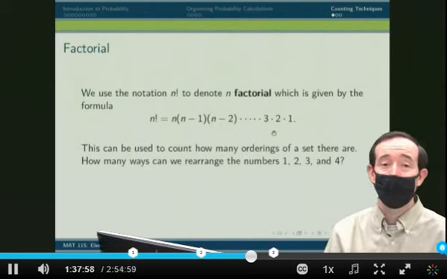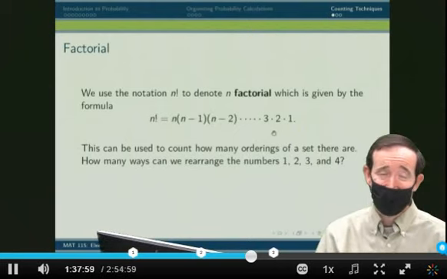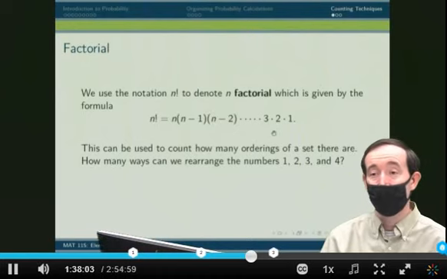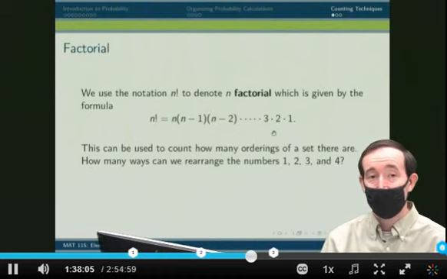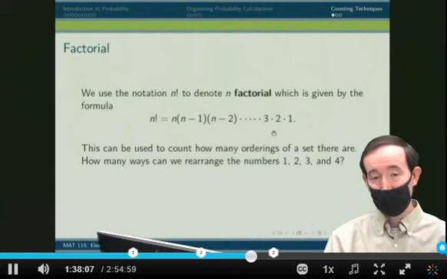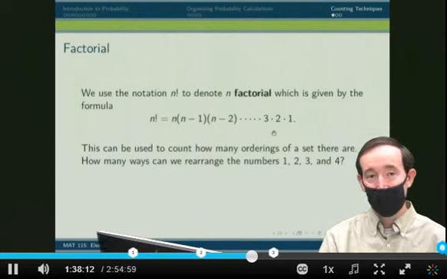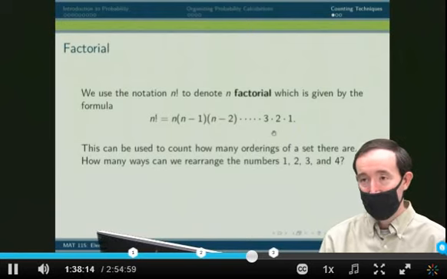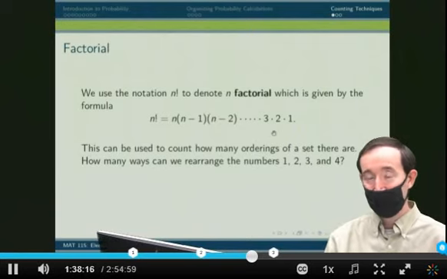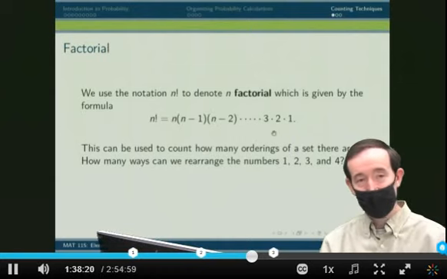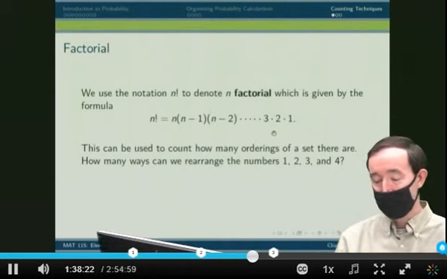Now, what are factorials good for? It turns out they are a great way to understand how many different ways you can rearrange a set. If I had 4 students in 4 seats in front of me, and I wanted to know how many different ways I could rearrange them, I could rearrange them in 4 factorial ways. The reason is, if I pick the first seat, how many students are possible for that first seat?